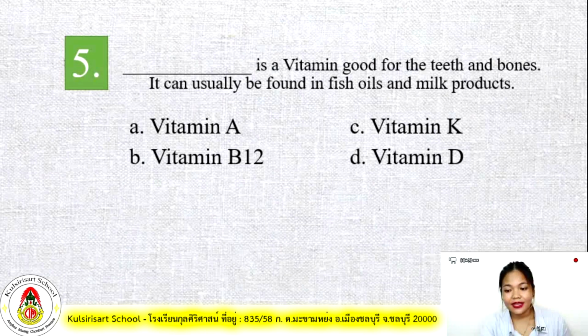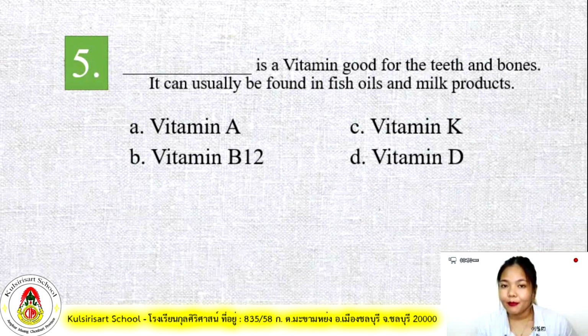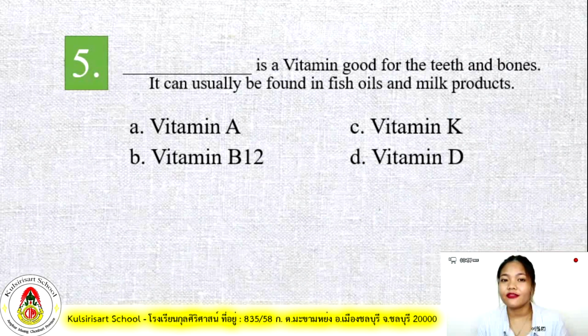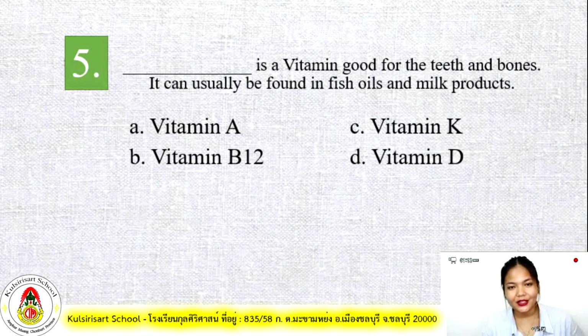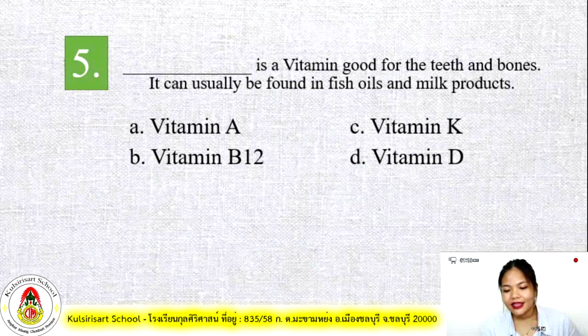Blank is a vitamin good for the teeth and bones. It can usually be found in fish oils and milk products. Remember that we've discussed the different vitamins: the fat-soluble and the water-soluble vitamins. What do you think is the answer in this one? Is it vitamin A, vitamin B12, vitamin K, or vitamin D? Write your answers on your yellow book.